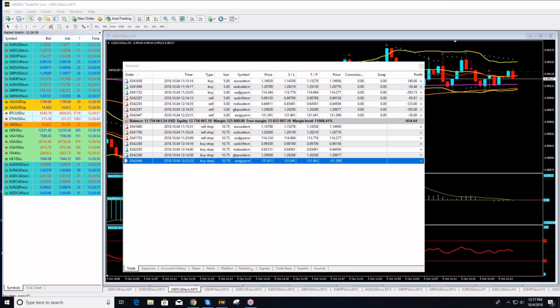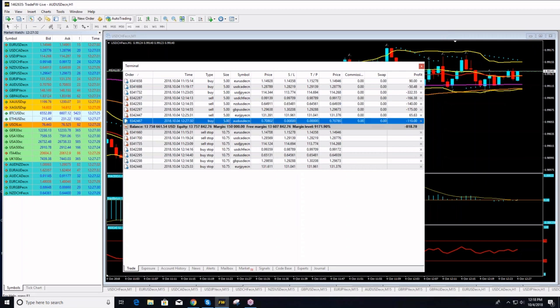Let me see. I will enter long positions on Aussie dollar. So let's go. There we go. I have just opened a long position on Aussie dollar.